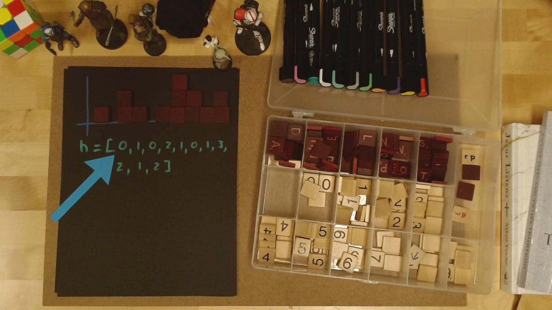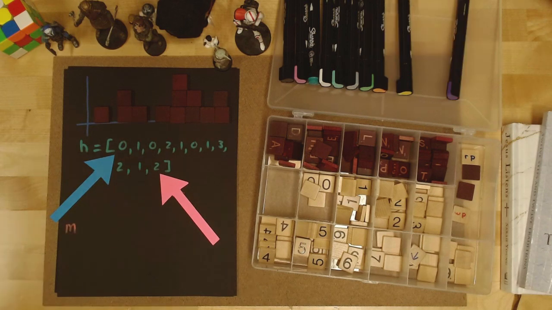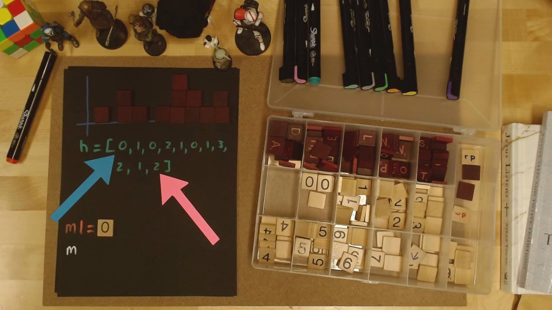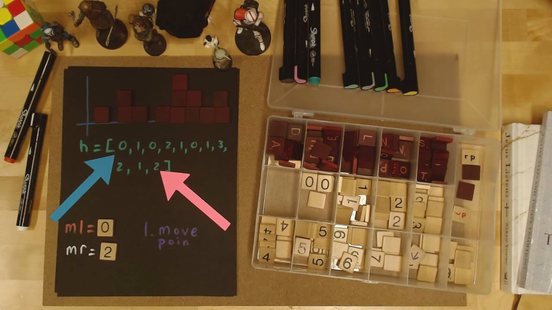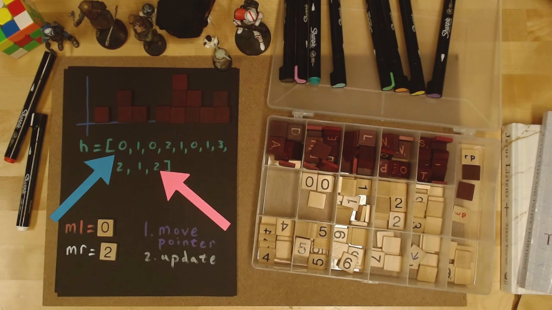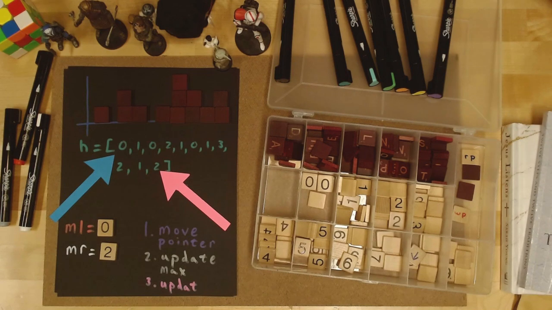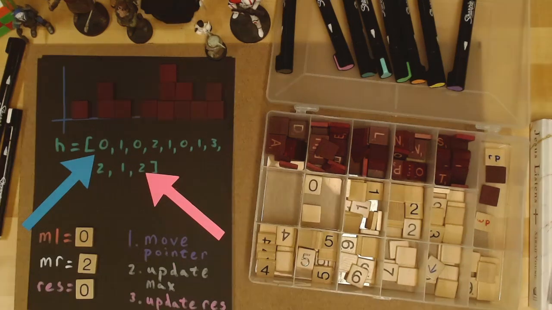We're going to set our pointers here. We'll have a left pointer in blue, a right pointer in pink, and we're going to start at the beginning and the end of our array. We're going to have our variables, our max left and our max right. And then for our algorithm, we're only going to do 3 things. We're going to move a pointer, we're going to update a max, and then we're going to update our result. So I should probably have a result variable. We'll call it res. Okay, so let's go through this algorithm.